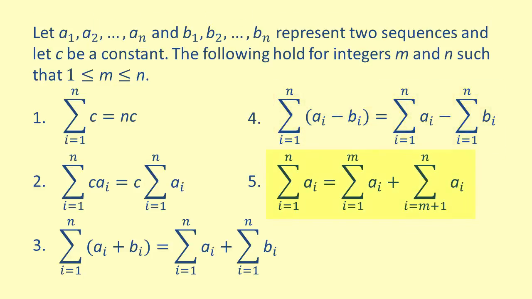Finally, the fifth rule states that the sum of a sub i from i equals 1 to n is equal to the sum of a sub i from i equals 1 to m plus the sum of a sub i from i equals m plus 1 to n.